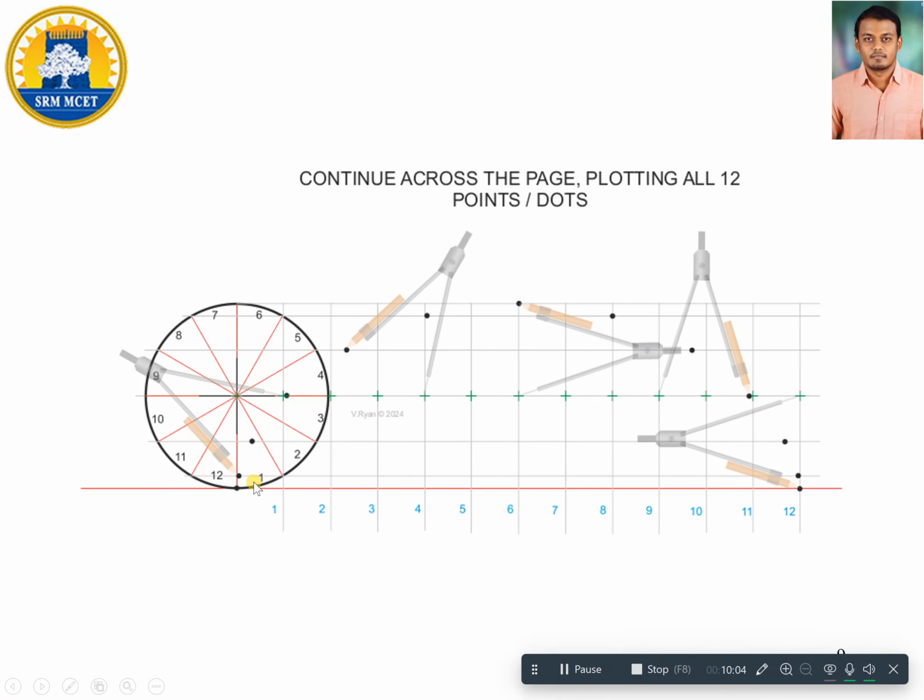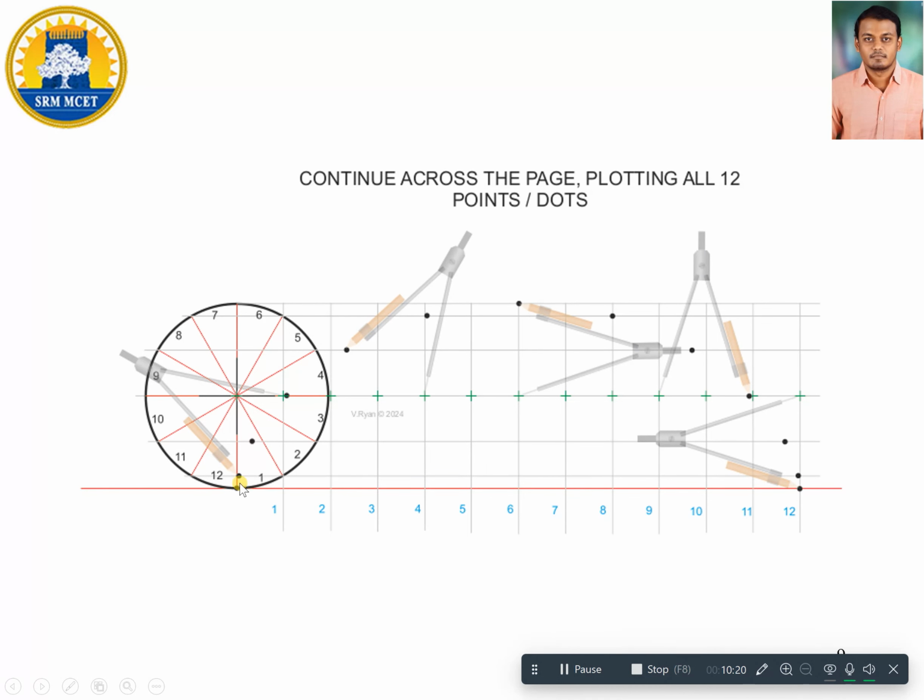So this is point number 1, point number 2, 3, 4, 5, 6. As I said before, the sixth point will be exactly touching at the topmost line. And 7, 8, 9, 10, 11 and finally 12 also will be touching exactly at the baseline.